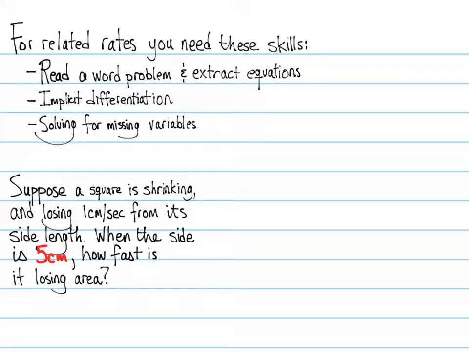Alright, so let's take another word problem. Suppose we have a square, and the square is shrinking, and its side is changing, and it's getting smaller 1 centimeter per second. Well, when the side is 5 centimeters, how fast is it losing area?